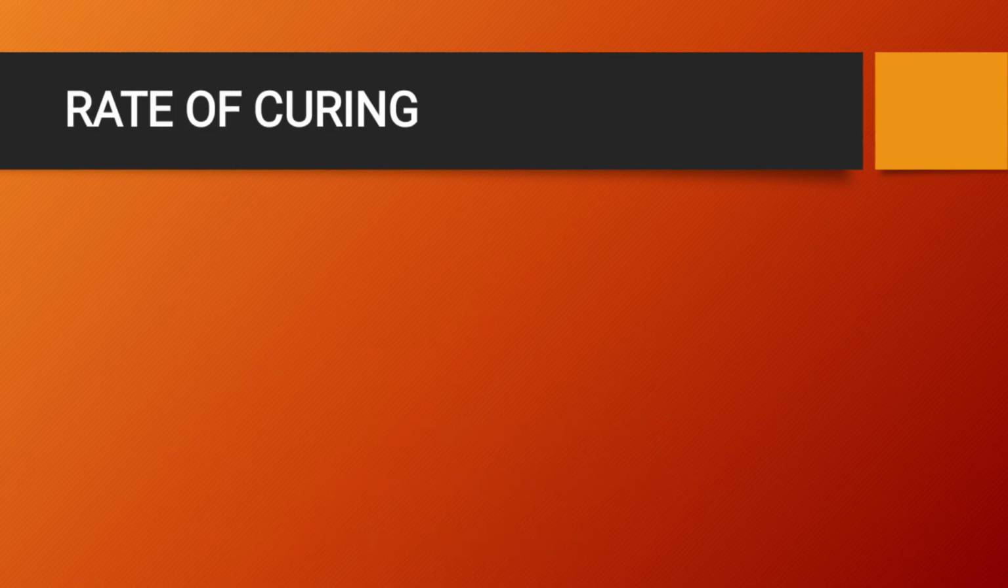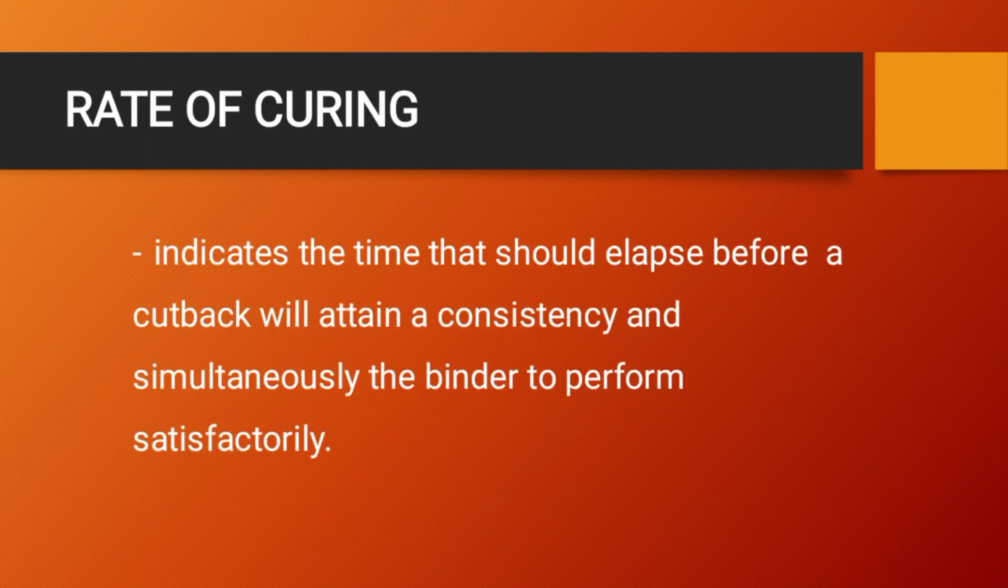So the next property of asphalt will be the rate of curing. First, what is curing? Curing is the process through which an asphalt material increases its consistency as it loses solvent by evaporation. So rate of curing indicates the time that should elapse before a cutback will attain a consistency and simultaneously the binder to perform satisfactorily.